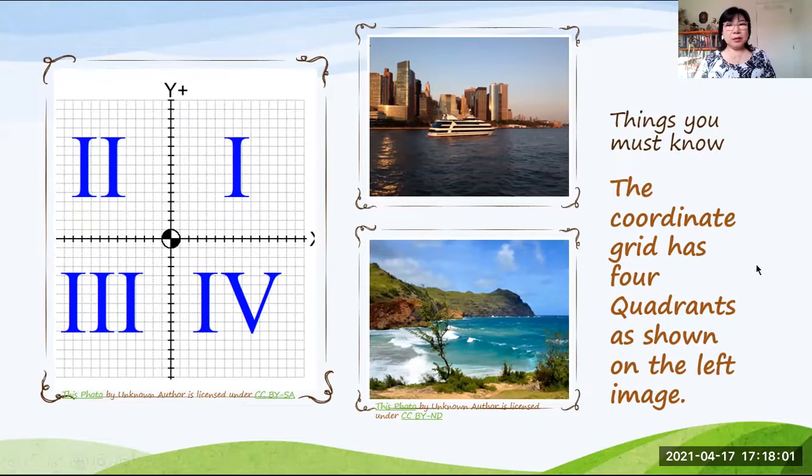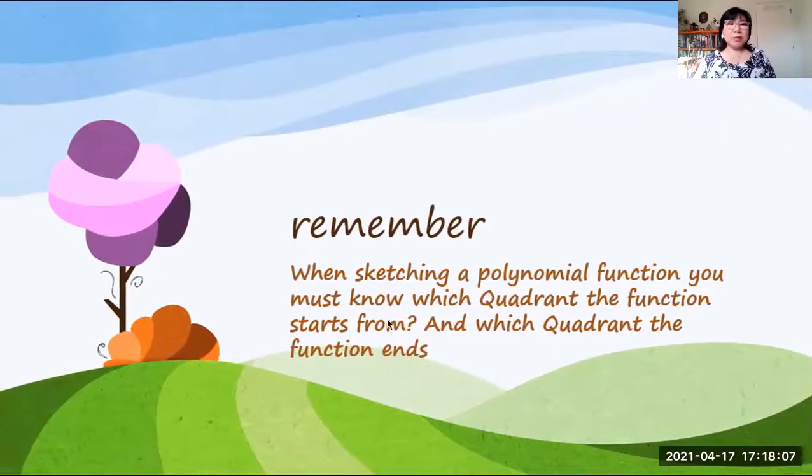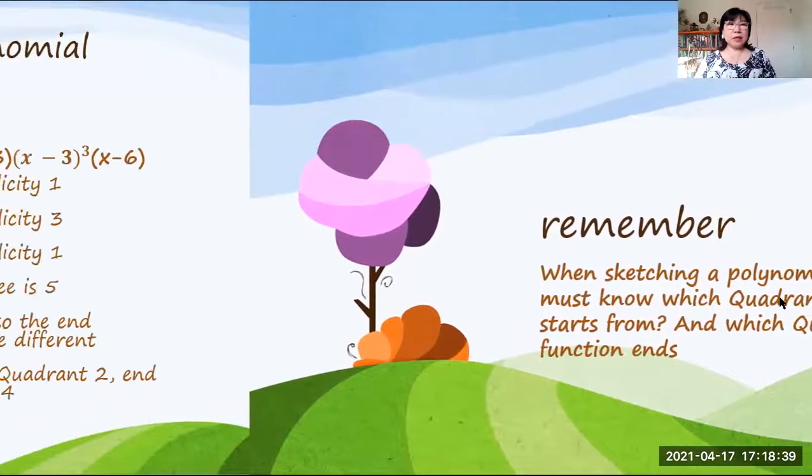So let's go to the next slide. Remember, when sketching a polynomial function, you must know which quadrant the function starts from and which quadrant the function ends. So if you have an odd degree, you will start 1 up and end with 1 down. If you have an even degree, if you start from the direction up, then the ending point will go up as well, in both directions, like that. That's what I mean. So let's go to the next slide.